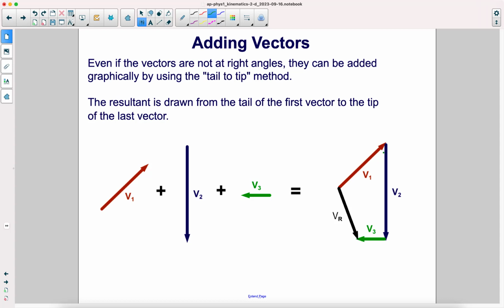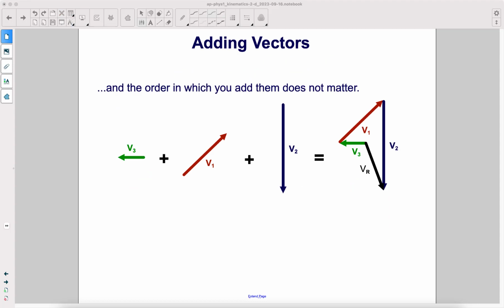So we draw v1, then we put v2 with its tail at the tip of the first, then we're adding v3. So we put the tail of v3 at the tip of v2. Finally, we start at the very beginning and we draw the resultant to the tip of the final vector.